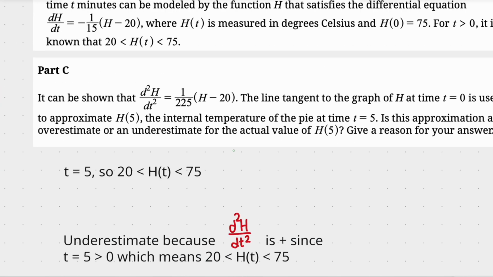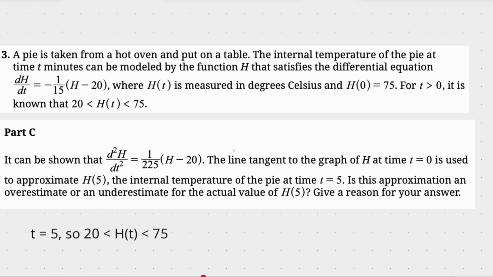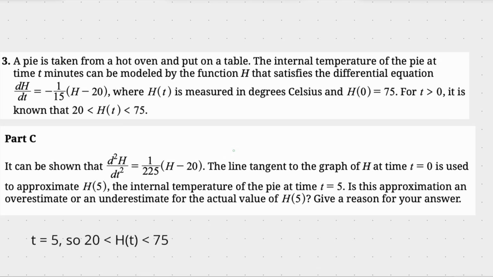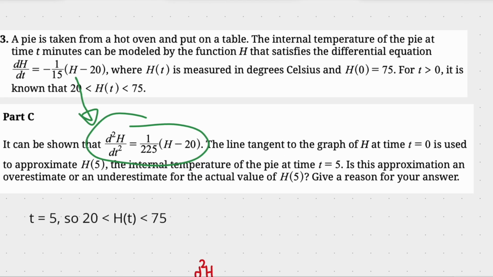Now in part C, is it an underestimate or an overestimate? First of all, they actually gave you the second derivative here, which is crazy. It can be shown that, yeah, you could show that this is the second derivative. You could take the derivative of the differential equation and you would get that, right? So they kind of did part of the question for us, which sometimes they do in these FRQs. I always think that's interesting.